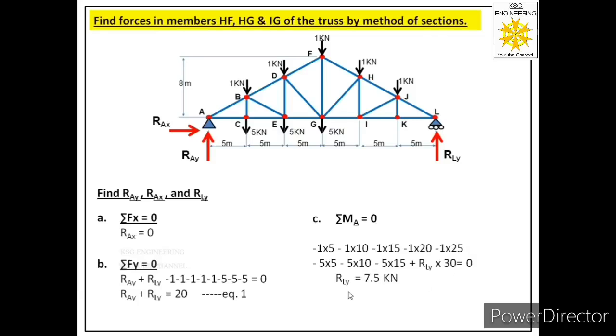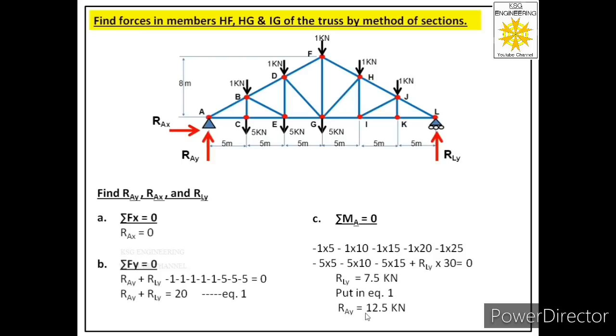So from here we will get the value of RLY as 7.5 kilonewtons. And we got a positive answer. That means the direction which we assumed for RLY is correct. Once we get the value of RLY, then we can find the value of RAY through equation 1. We will put the value of RLY in equation 1 to get the value of RAY. It is equal to 12.5 kilonewtons.